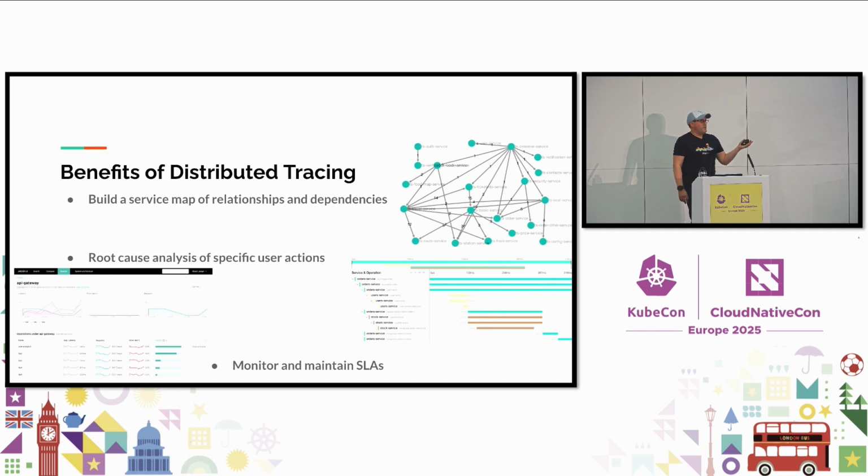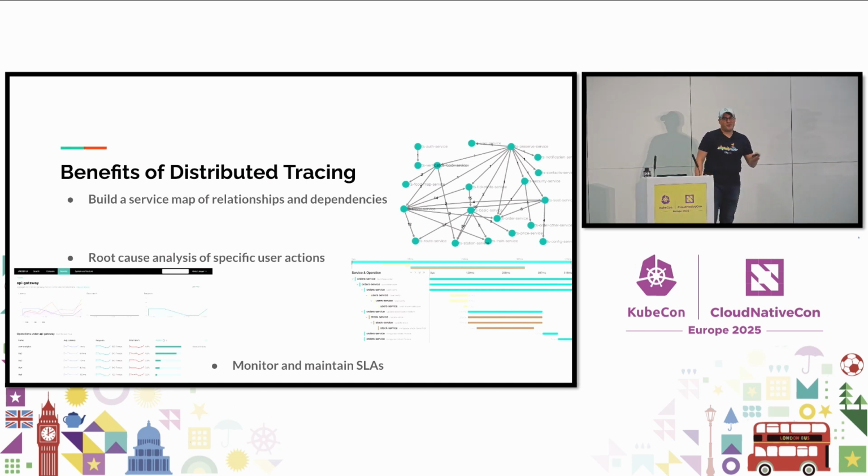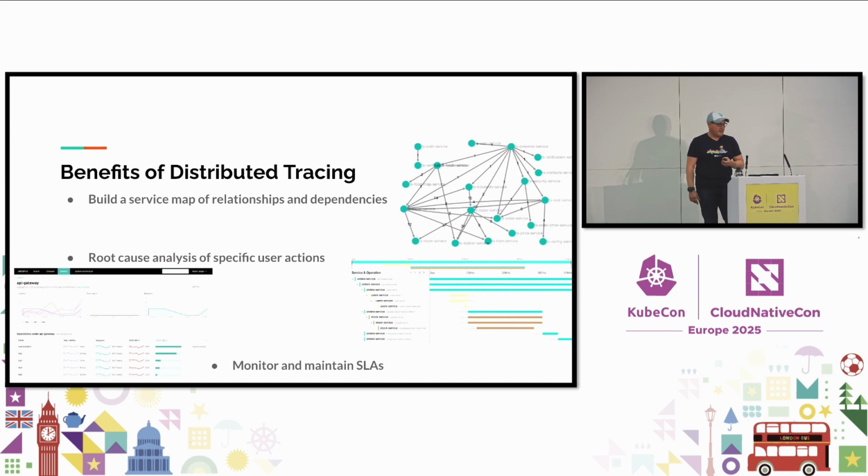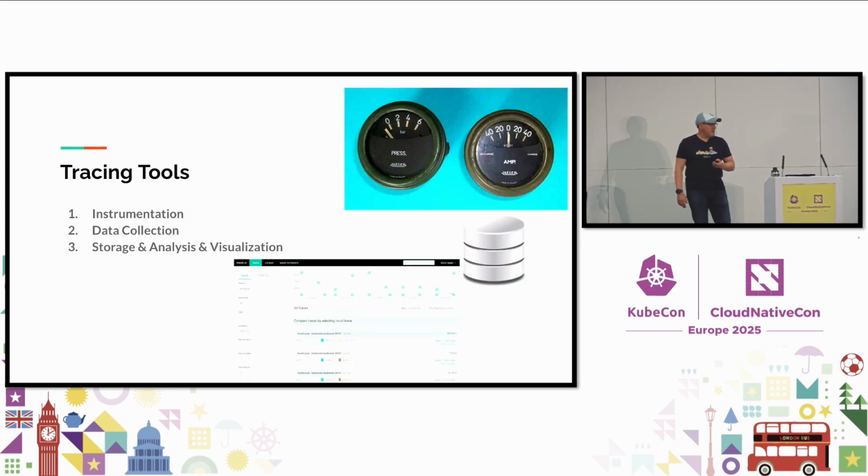We can also do other cool things like build dependency maps. I know our dependency map's a little ugly, but you'll know in the roadmap that's going to change. We're doing a lot of work right now on dependency maps and visualization. And then, of course, we can do root cause analysis. So tell me about that customer transaction. What was the issue? And then the other benefit is that we can derive metrics and monitor SLAs, understand availability, error rates, things like that.